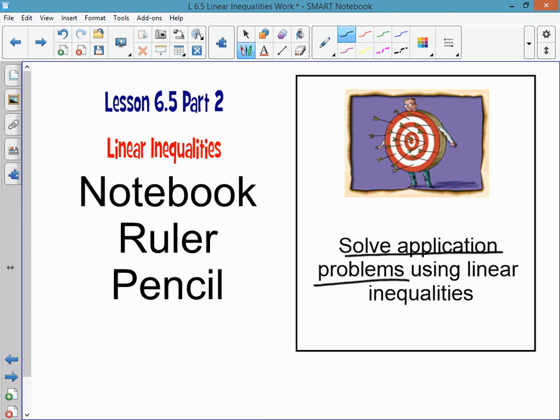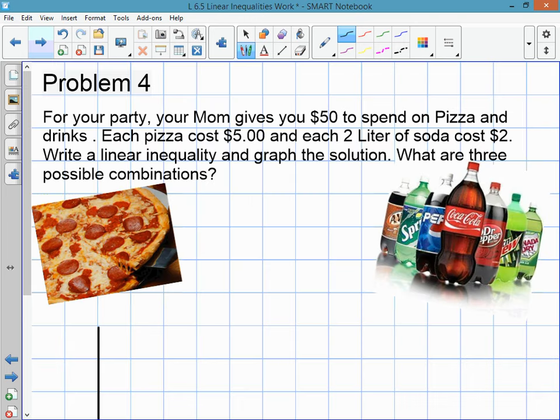And then I'm going to give you one last problem where you're going to do sort of the opposite of what you've done already and work backwards from a graph and try to write an inequality from that. So let's just get going. You can continue these notes in your notebook under the same lesson, 6.5, and add problem number 4.